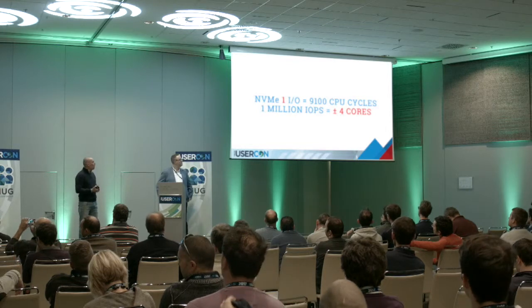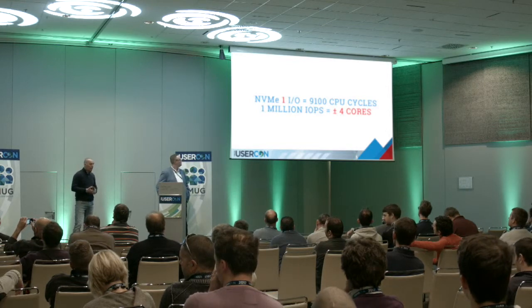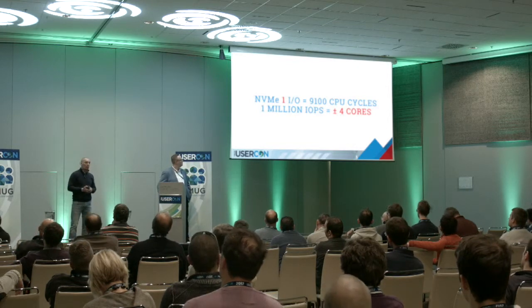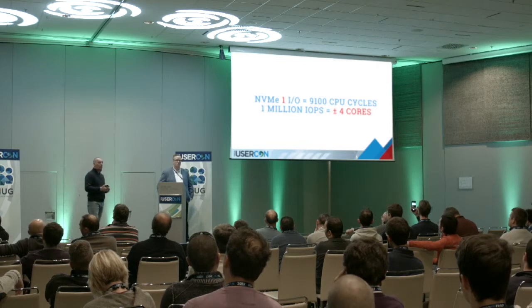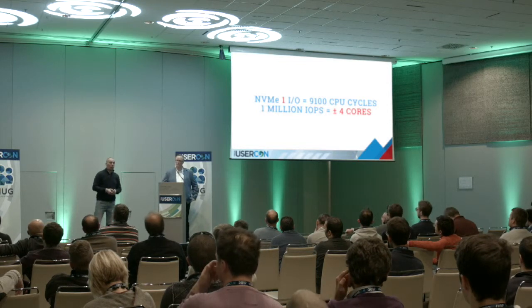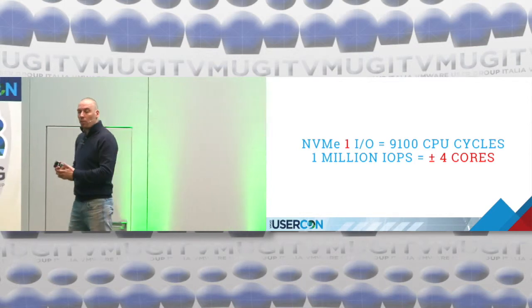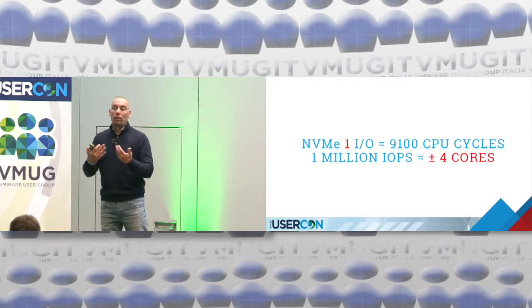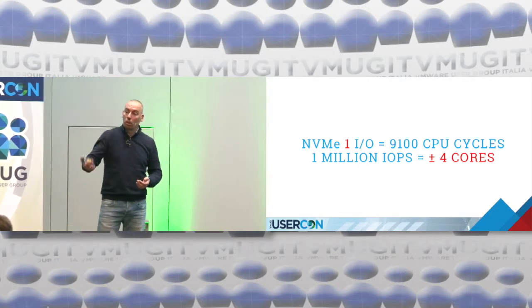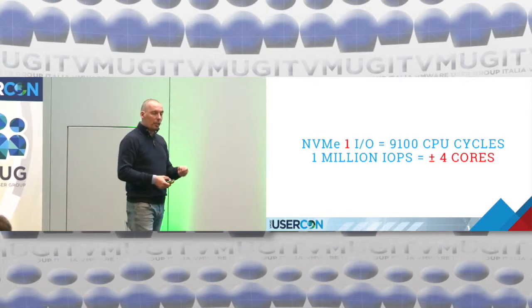So with an NVMe device, one I/O actually takes 9,100 CPU cycles. So 1,000,000 I/O cycles will actually take up 4 cores. That means by changing your software, you actually saved over 9 cores in your system to do other stuff, to actually run workload. That's an interesting thing to do.